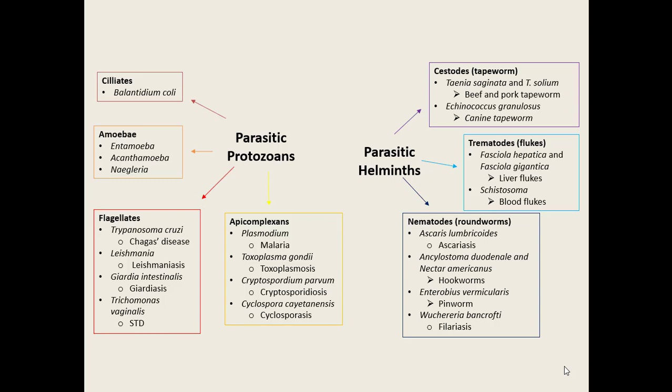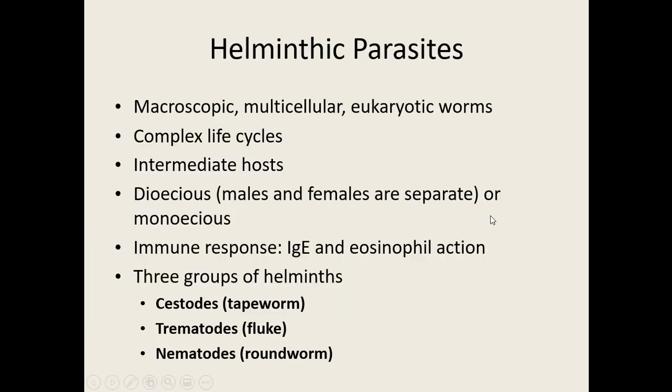Let's finish up this PowerPoint talking about my favorite, just because it's really gross, topic: all the parasitic helminths. Now, all the parasitic helminths are grouped into 3 different groups, and the parasitic helminths are macroscopic multicellular eukaryotic worms. So we're going to talk about the gross worms that can infect humans.